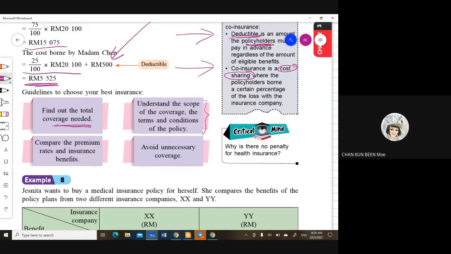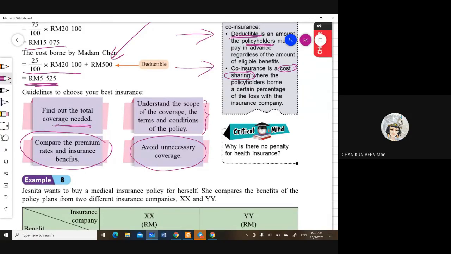After that, you've got to compare the premium rates and insurance benefits. So you are going to check which one is more worth it. Of course, we are going to take the one which is cheaper and more worth it. And the last one, avoid unnecessary coverage, which means the coverage that is not needed. You don't need extra coverage.